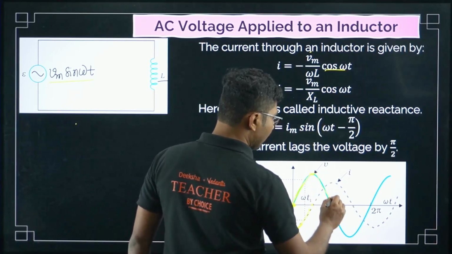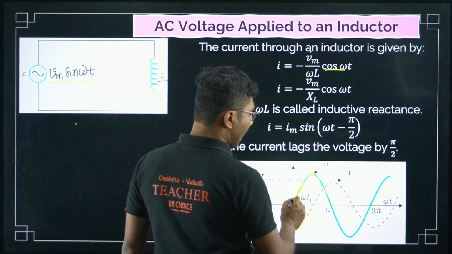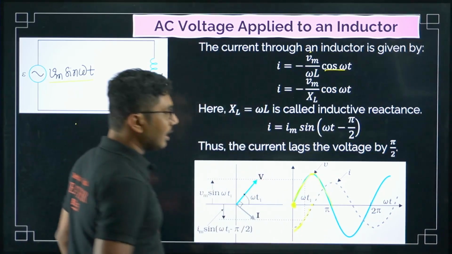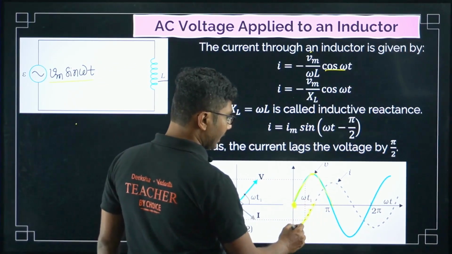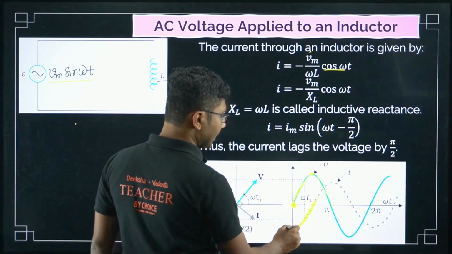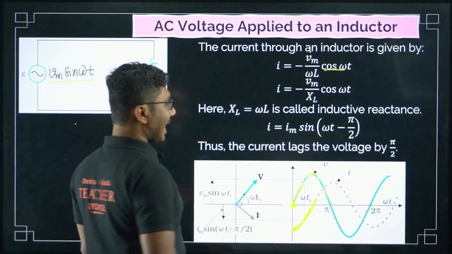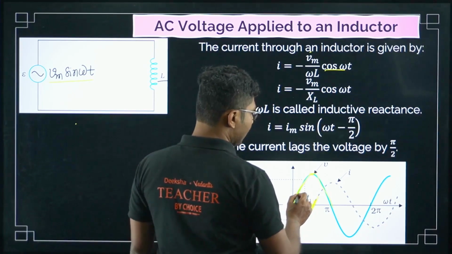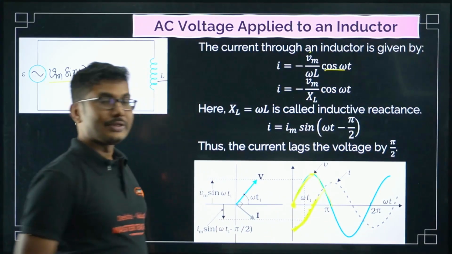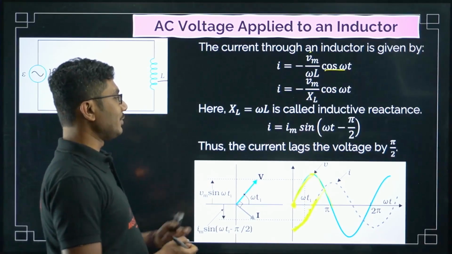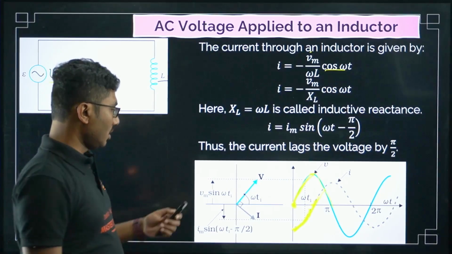So you have to put the voltage value at 0, the starting point, and you have to see whether the current is positive or negative. If the current is on the negative side, that means it is lagging behind. If voltage is 0 and increasing, and current is negative, then we say it is lagging behind. So in this case, it lags behind by an angle pi by 2, right?